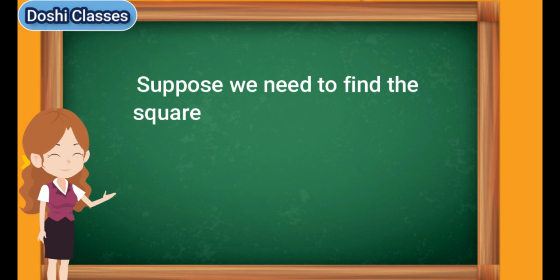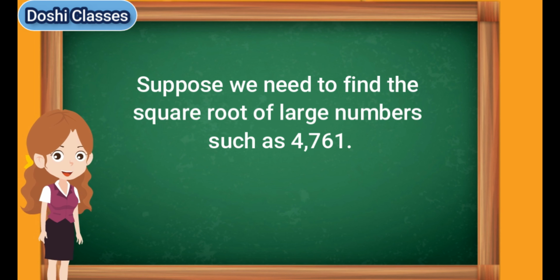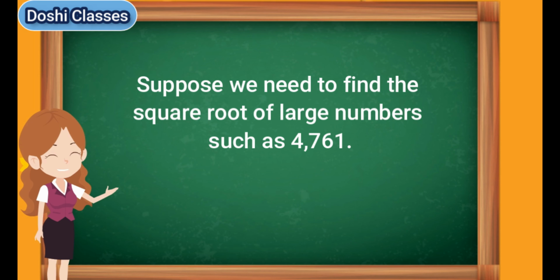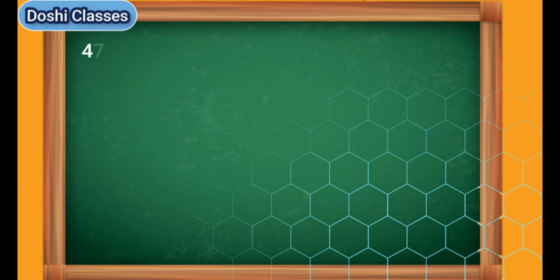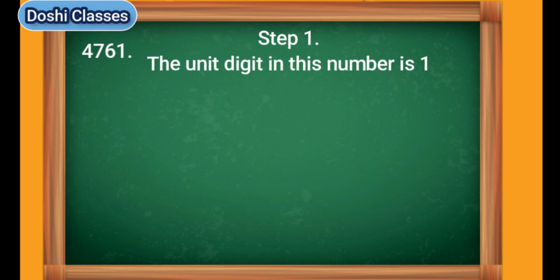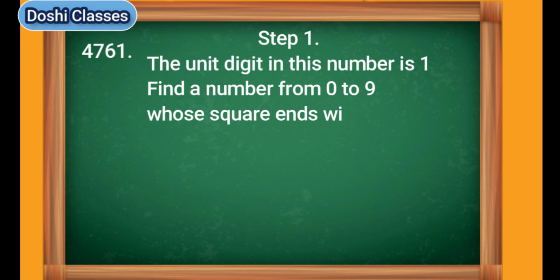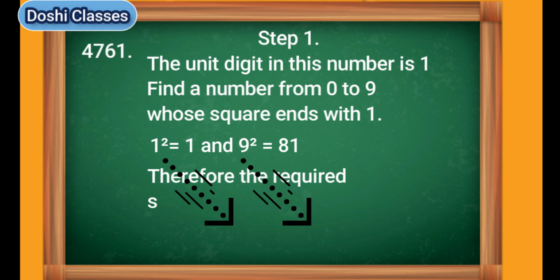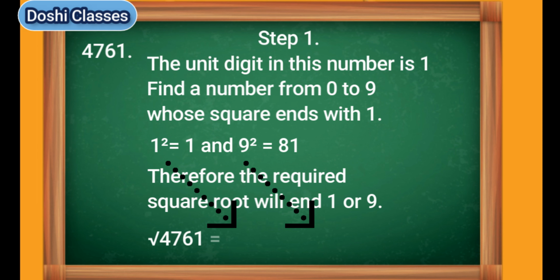Let us try to understand this by finding the square root of a large number, 4761. The unit digit of this number is 1. Find the number from 0 to 9 whose square ends with 1. Now, 1 square is 1 and 9 square is 81. Therefore, the required square root will end with 1 or 9.